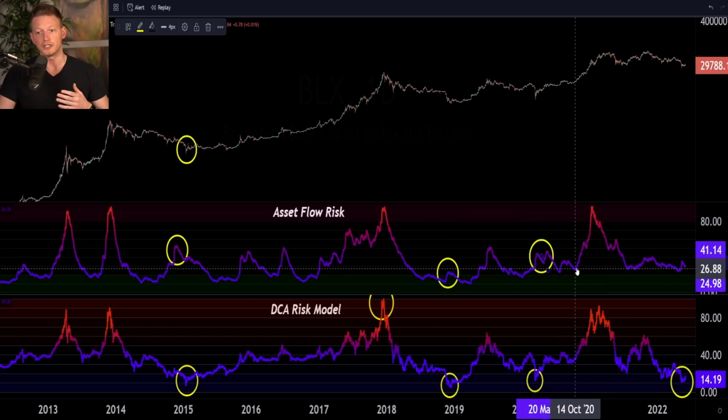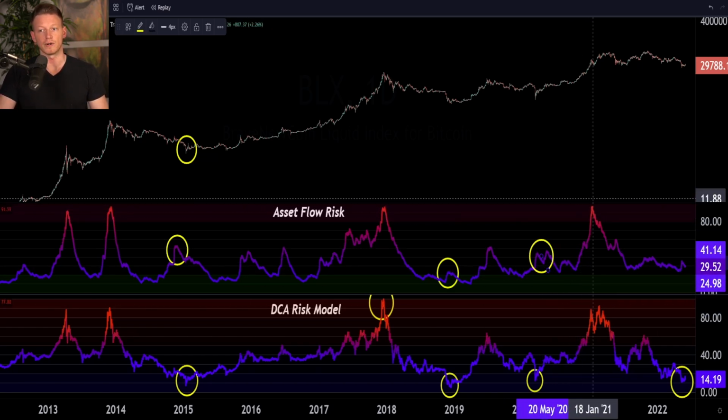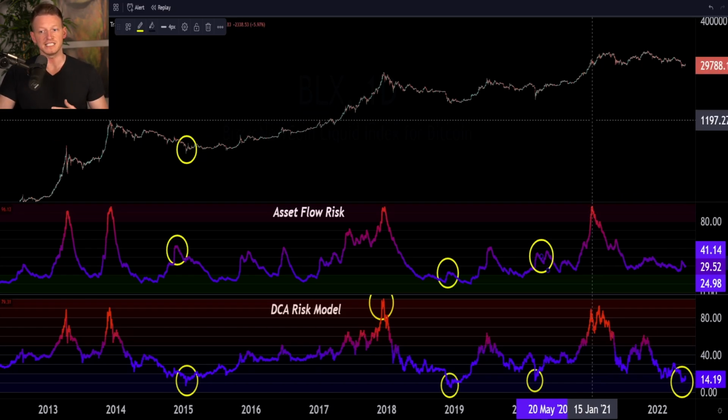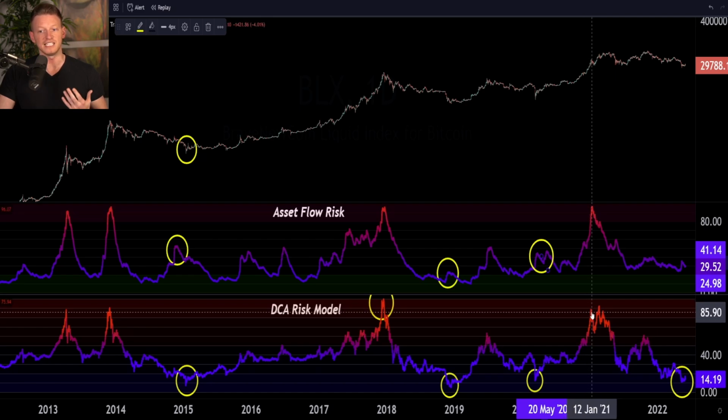So we saw this huge accumulation phase right here, which actually peaked. It's not telling you absolute tops. It's not trying to tell you absolute tops. It's trying to identify for you these euphoric phases in the market. And that phase actually peaked right here in January.